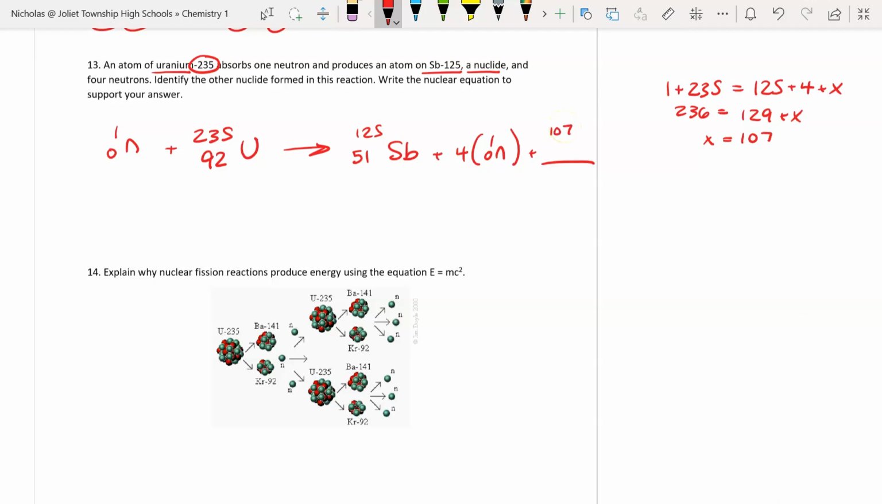Do the same thing with the protons. So we've got 0 plus 92 on the left side. Whoops, not plus, this should be equals. And let's see, we've got 51 plus x. X is going to be 41 in this case. 41 on the periodic table is Nb. And there we go.